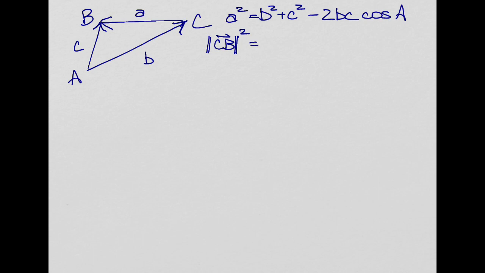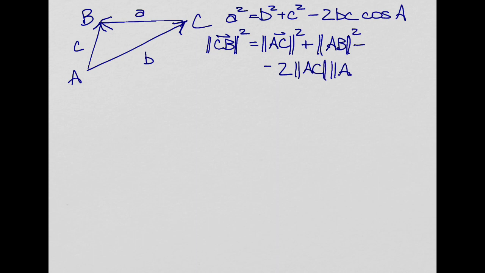In this triangle, little b goes from A to C. And again, that's the magnitude, so we get the length of that side. Little c goes from A to B. Minus 2 times, oh boy, little b times little c times the cosine of angle A.